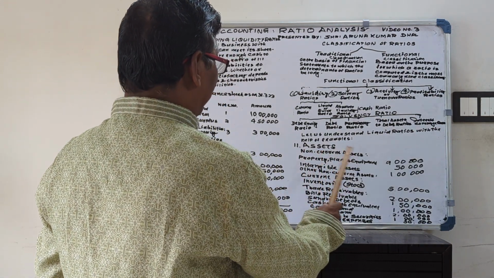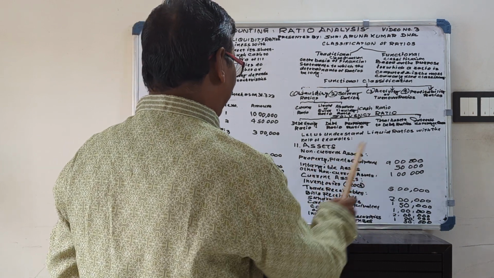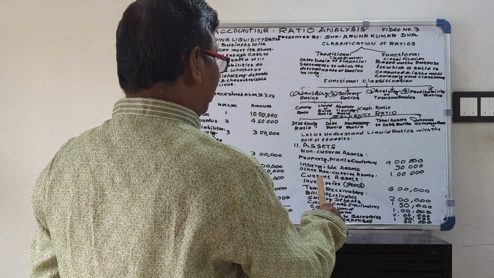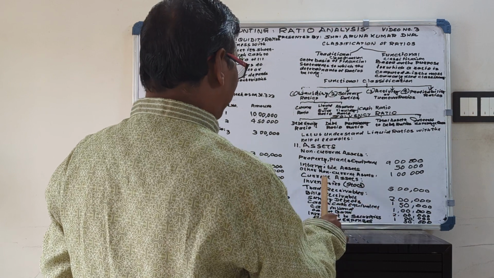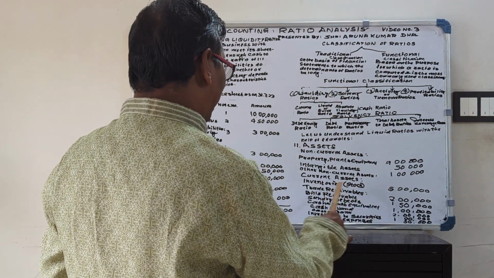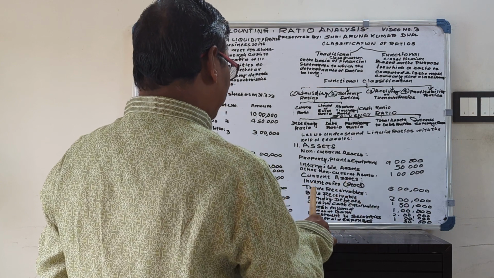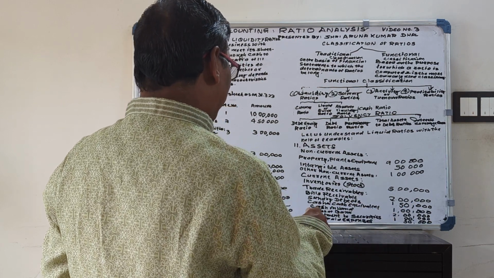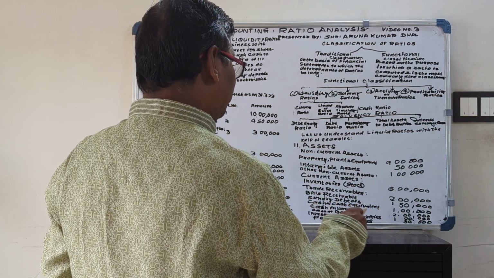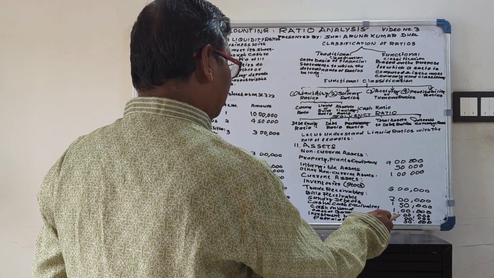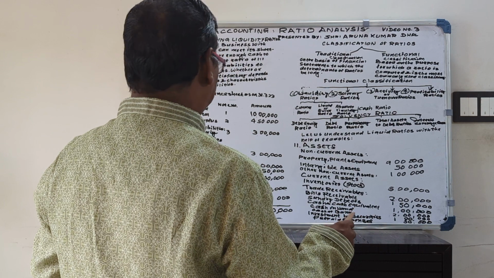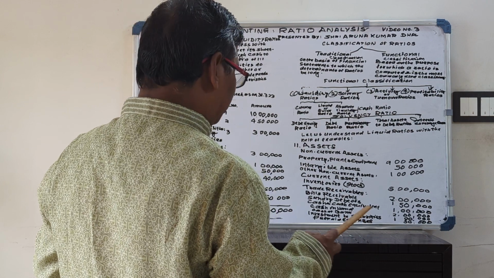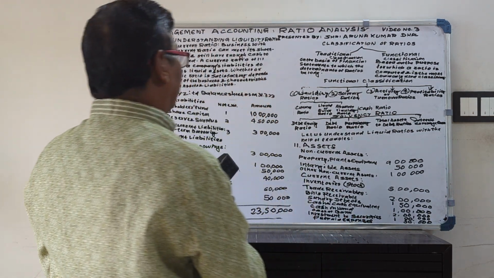Under assets, non-current assets: first property, plant and equipment 9 lakh, intangible assets 50,000, then other non-current assets 1 lakh. Under current assets, inventory or stock 5 lakh. Under trade receivables, bills receivable is 2 lakh and sundry debtors 1 lakh 50,000. Under cash and cash equivalents, cash in hand is 1 lakh, cash at bank is 2 lakh. Then other current assets, that is short-term investment in securities 1 lakh, then prepaid expenses 50,000. The total of assets is also 23 lakh 50,000. So we have to calculate the current ratio.